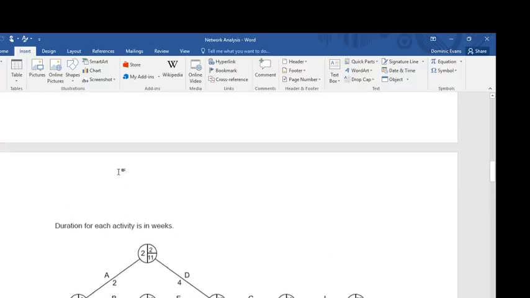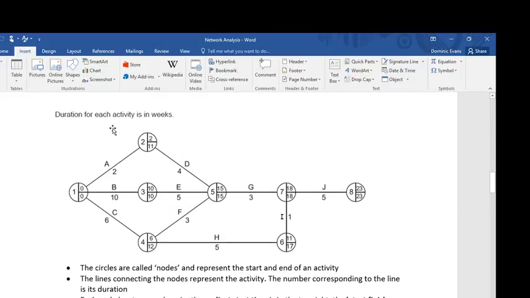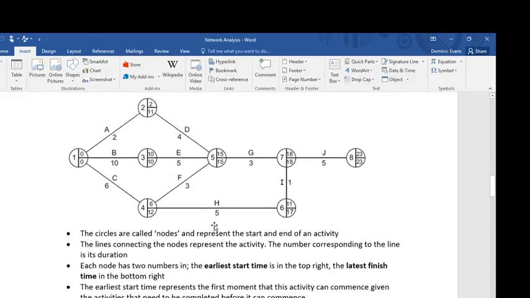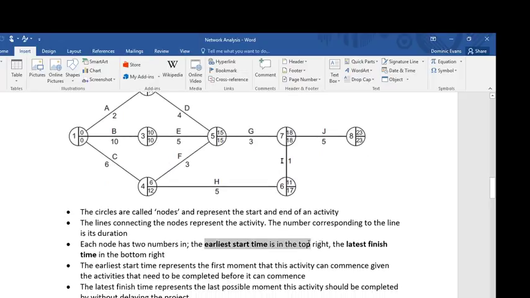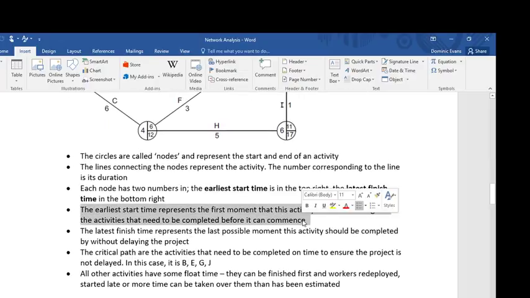Activity A in this case is conducting market research, and the duration of that activity is 2 weeks. So it's going to take 2 weeks for this organization to collect its market research. Each node has two numbers on the right hand side. The earliest start time is in the top right. The earliest start time represents the first moment the activity can commence, given the activities that needed to complete before it.